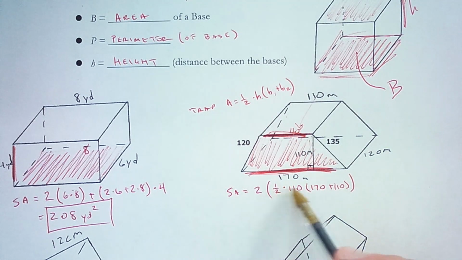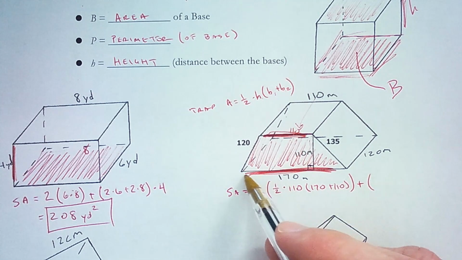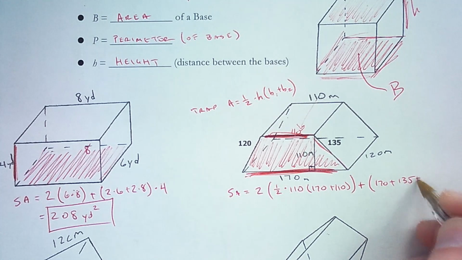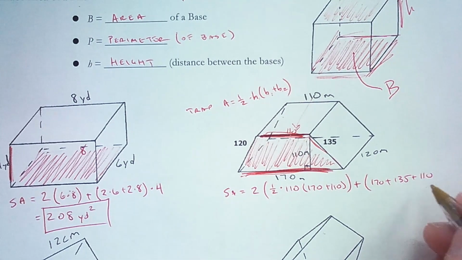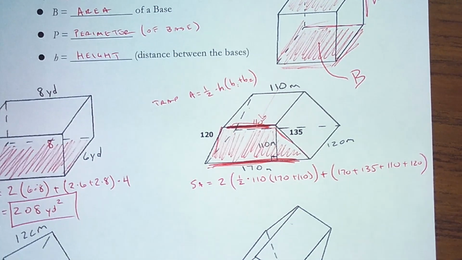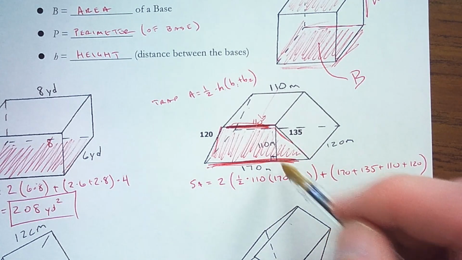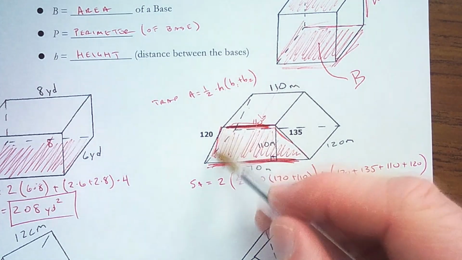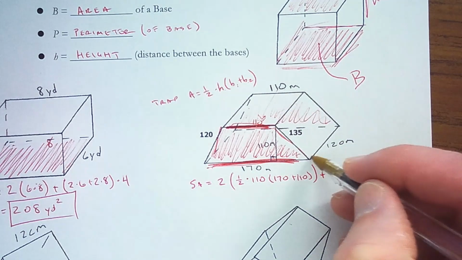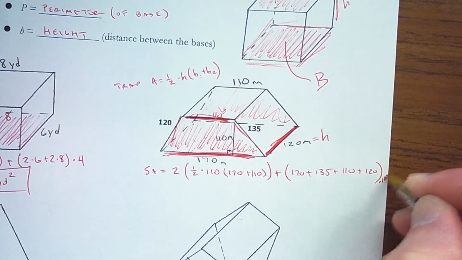Okay, so now this is 2 times the area of the base, plus the perimeter of the base. So the perimeter of the base is 170 plus 135 plus 110 plus 120. I've kind of run out of room here, but I still have to multiply by the height of this prism. The height of the prism is the distance between the two bases. So one of the bases is on the front, the other base is the back, and the distance between them is right here. So your height is 120, so times 120.